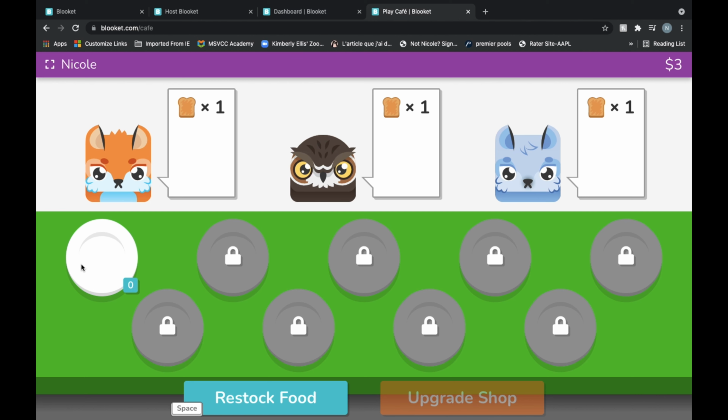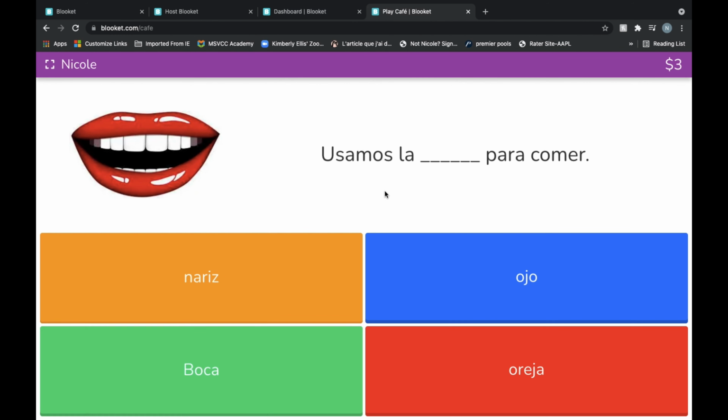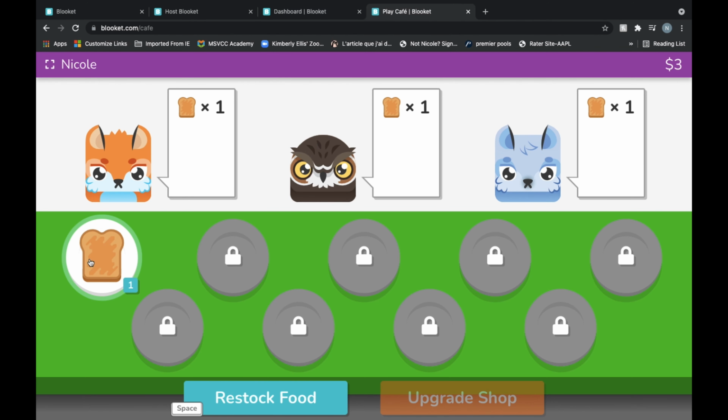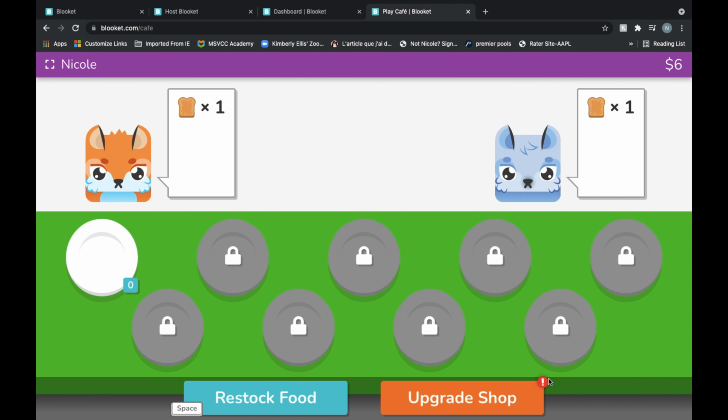Well, they don't have any more food, so they have to go back and restock food, answer a question from the vocabulary or whatever lesson you taught them that day. Here it says we use the mouth to eat, and so they have to look up which word is mouth. Oh, it's boca. Click there. They're given another piece of bread. They can pay whoever they want. And now they can upgrade their shop.